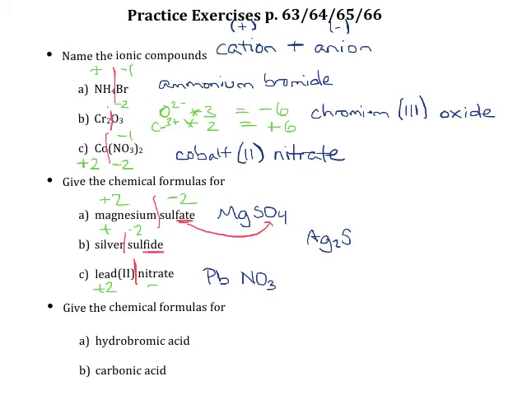I need 2 nitrate groups in order to cancel the charge on the lead. To show that I need 2 nitrate groups, I'm going to put them into parentheses so you can see that there are 2 of the entire group. So with polyatomic ions, you have to keep the group together. Okay, let's look at the next set.